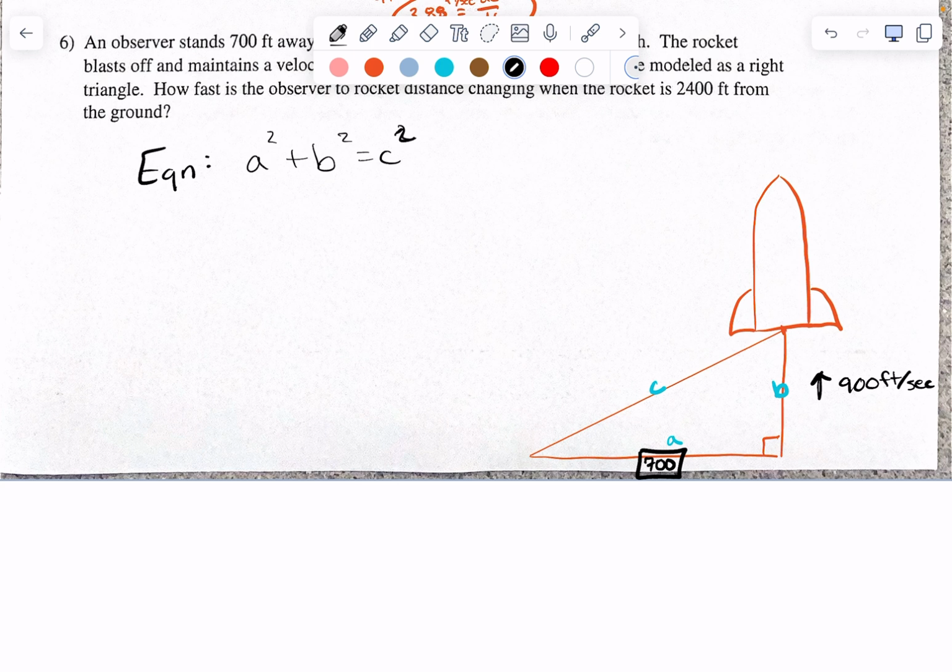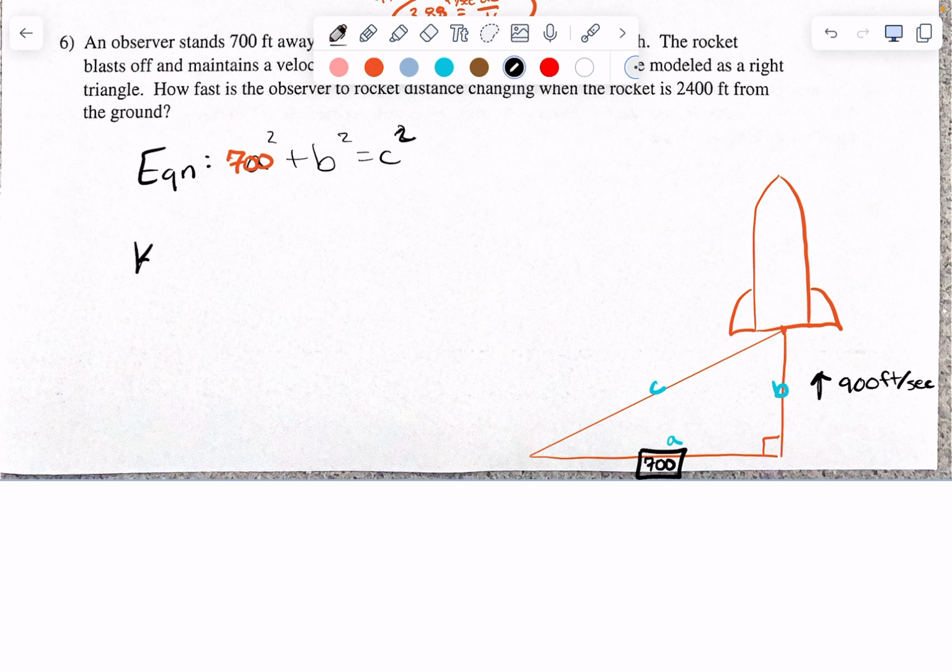All right, A. Can I plug 700 in, or do I need to leave it as A? Plug it in. 700 will stay 700 no matter when that rocket goes, right? So this can change to 700. All right, B, will B change? Yes. Will C change? Yes. So they have to stay as B and C. Do we know how that works, right?